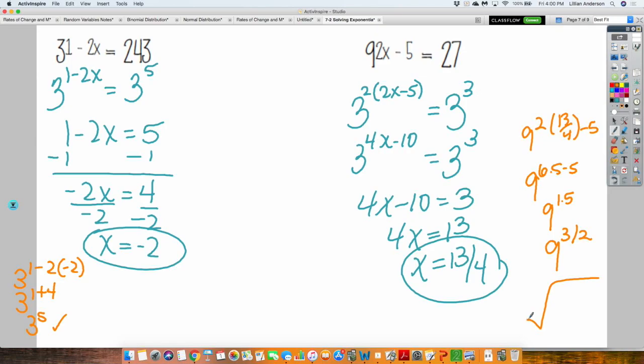Okay? Which means that now I can rewrite it using the radical part. What's my root? It's the square root. 9 to the third power. What's the square root of 9? 3 to the third. There you go.